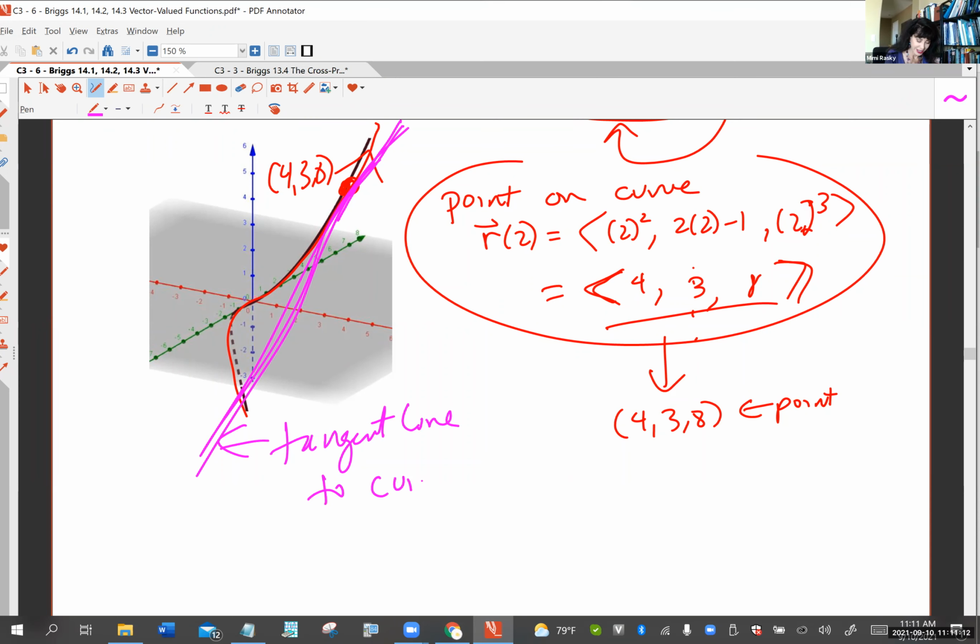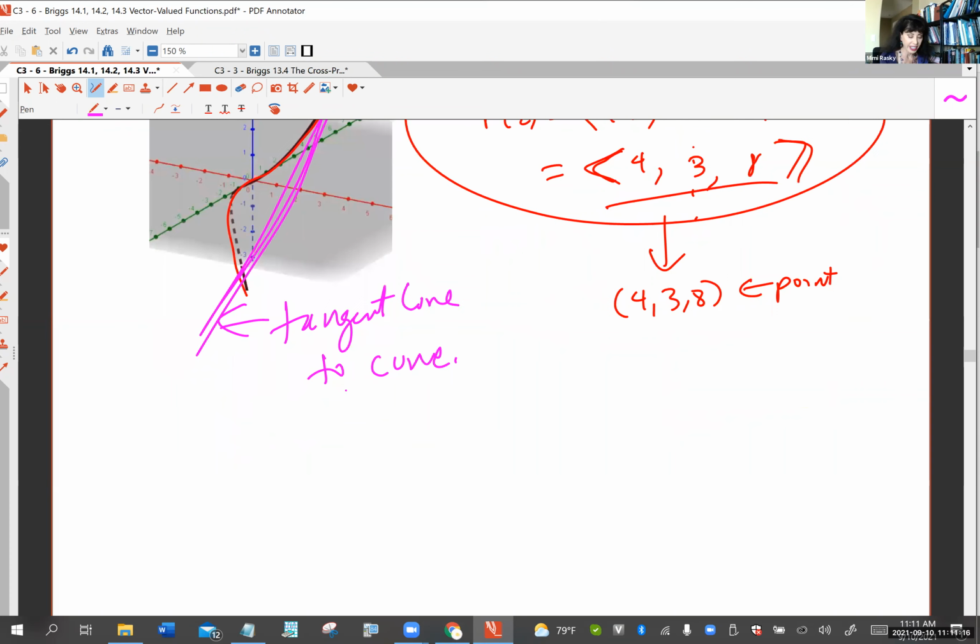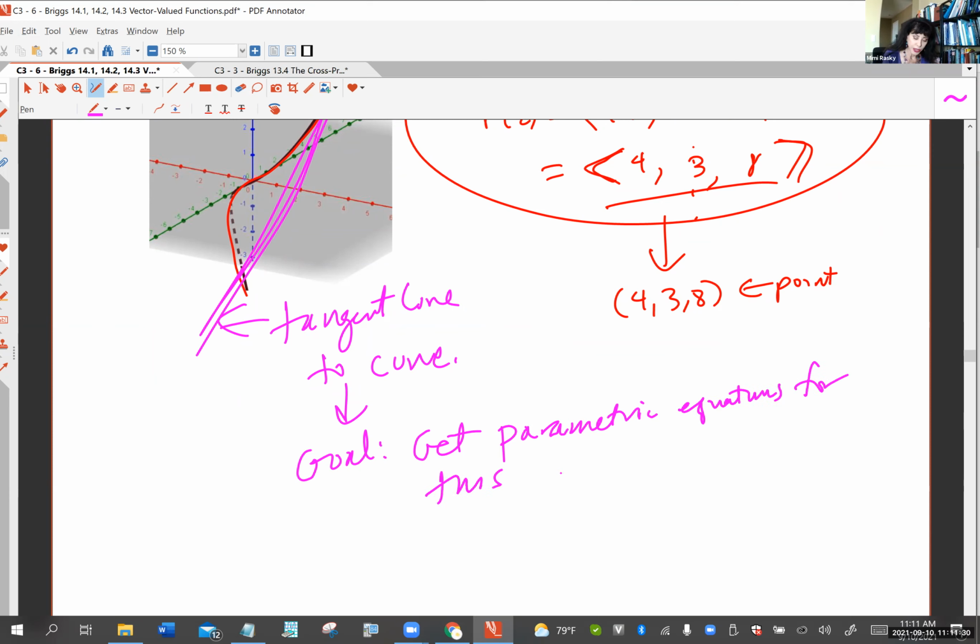There he is. Now, in order to get the parametric equations for this tangent line, because here's our goal, get the parametric equations for this tangent line. Remember, we need 2 ingredients to get parametric equations for a line.